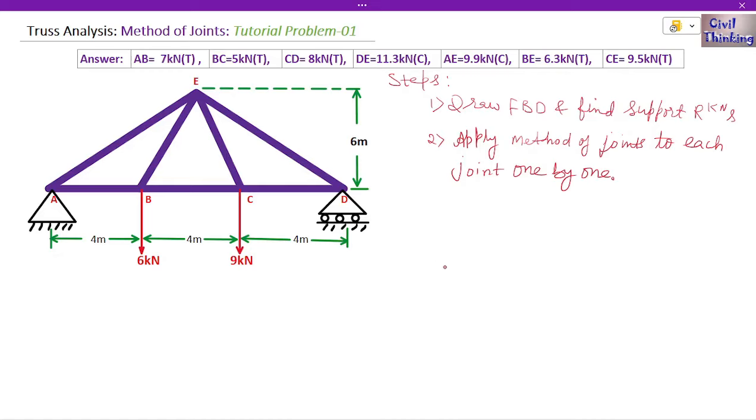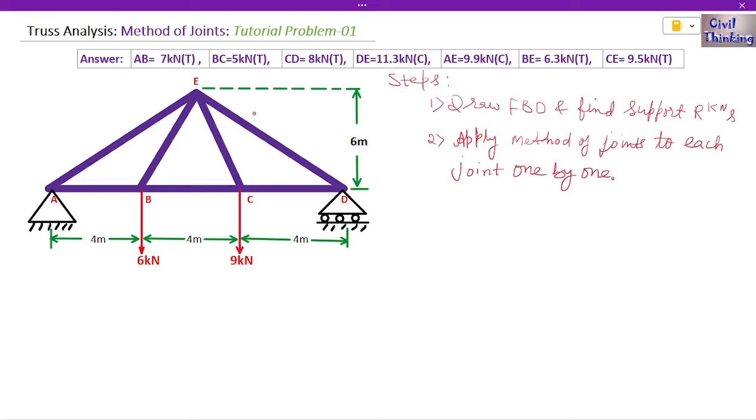To begin with the method of joints, we have some steps. Basically I can put them in multiple steps, but I like to put it only in two steps. The first step is draw FBD. FBD means free body diagram of this truss, and find the support reactions.